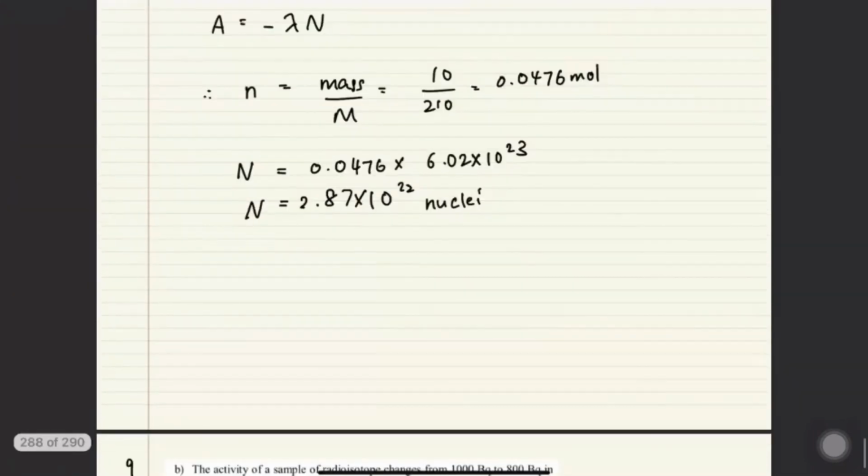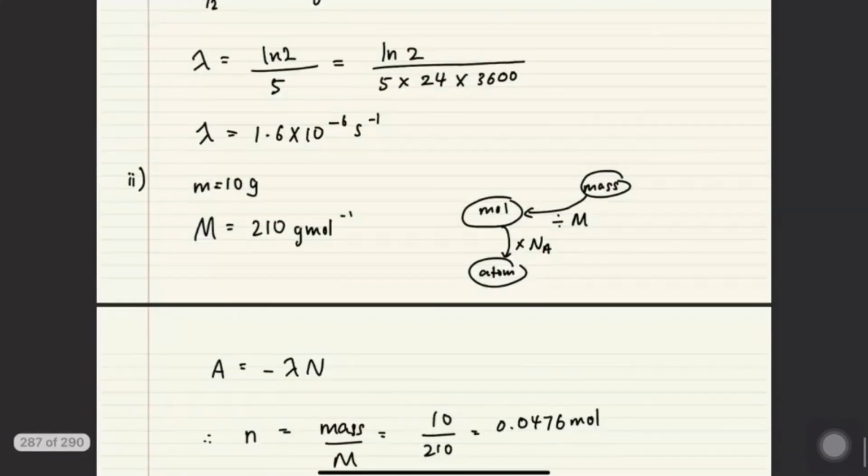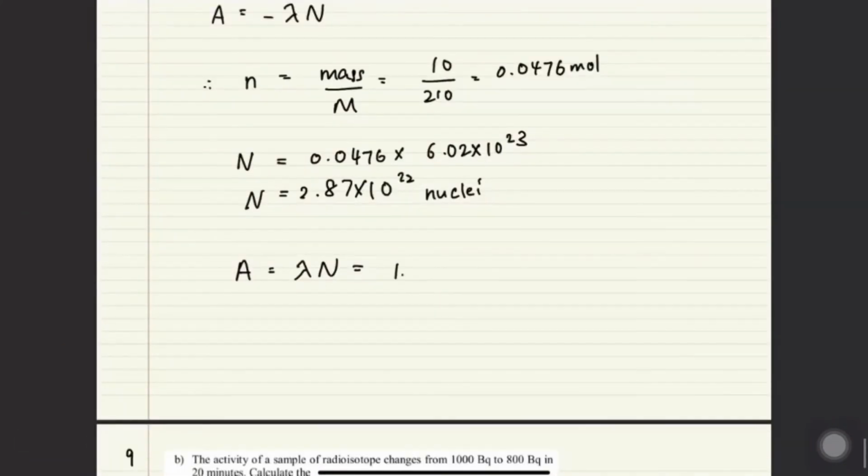Once I got the N, I can calculate the A. A is equals to negative lambda N. Tapi negatif tu kamu boleh ignore lah, sebab kamu nak kira dia A kan. Negatif tu masukkan dia decay. So, lambda tadi dah kira. Lambda dia adalah 1.6 times 10 negatif 6. Nuclei numbers dia adalah 2.87 times 10 to the power of 22.